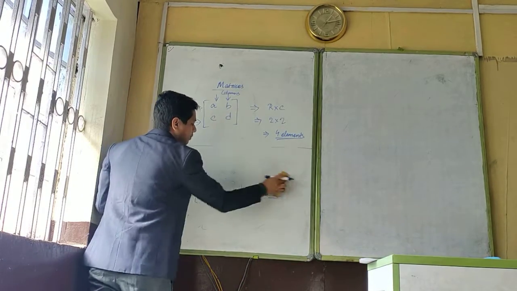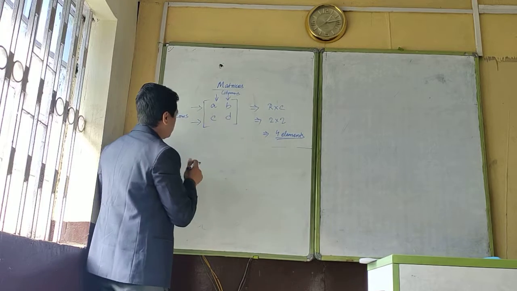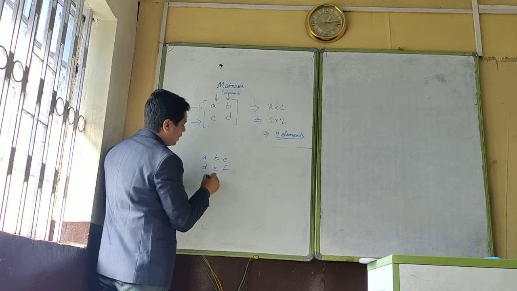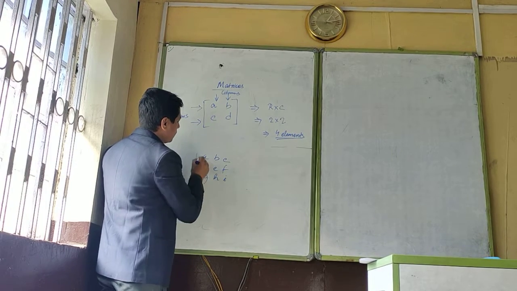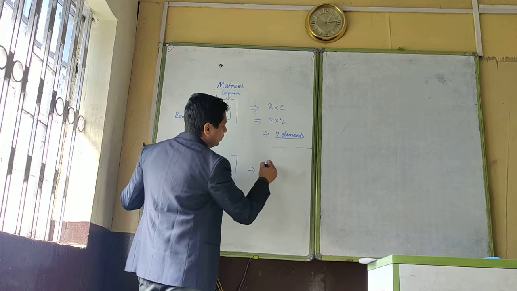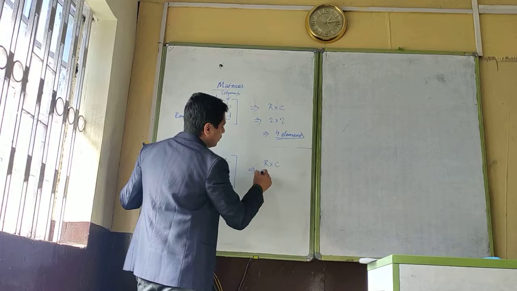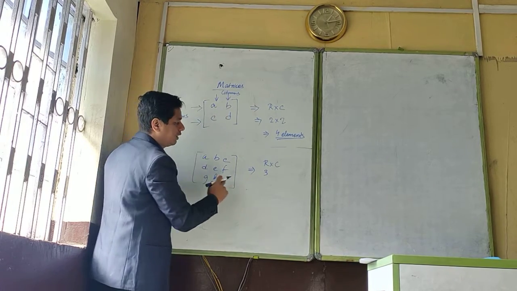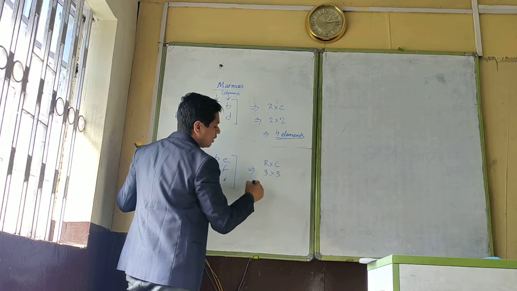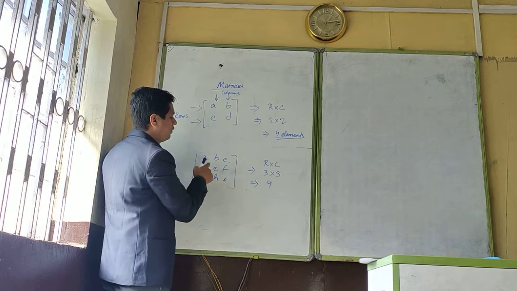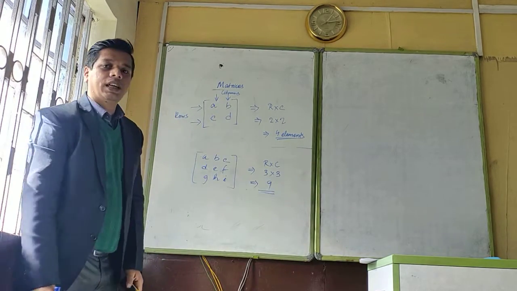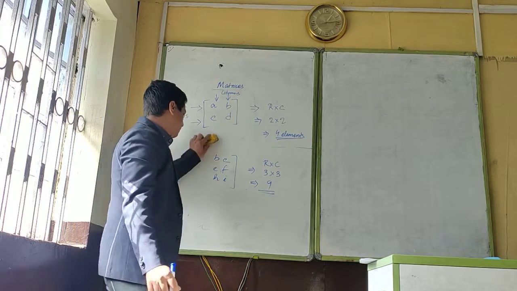Let's consider one more example. A, B, C, D, E, F, G, H, I. Now if I have to find the order of this, it's very simple, R into C. We have 3 rows, 1, 2 and 3, and 3 columns, 1, 2 and 3. So from here we also know the number of elements has to be 9: 1, 2, 3, 4, 5, 6, 7, 8, 9. This way we are going to know how many elements are present in a matrix.